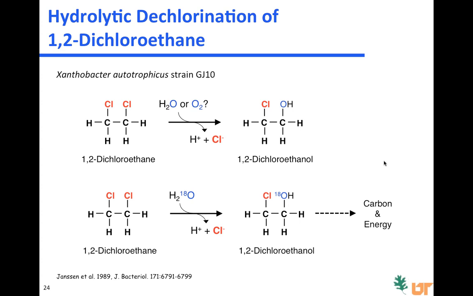So that's an example for a hydrolytic dechlorination mechanism. This mechanism can function in the absence of oxygen. So for example, under anoxic conditions. But then the further degradation of the chloroethanol in this particular organism, Xanthobacter, does require oxygen. So the overall process can only occur under aerobic conditions.